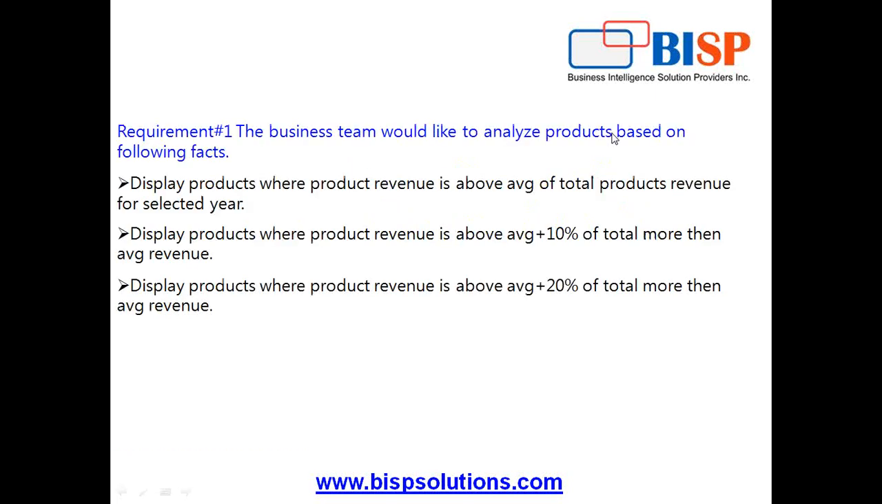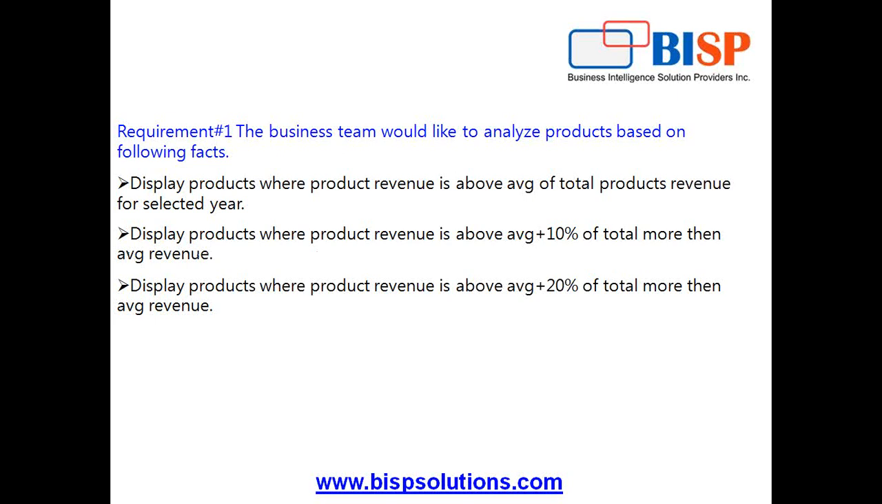My business team would like to know some information about the product based on revenue. Primarily they are more interested to see the list of the products where the product revenue is more than the average revenue of all the products. Second, they would like to see the products where the product revenue is 10% more than the average product, 20% more than the average product, and 10% less than the average products.